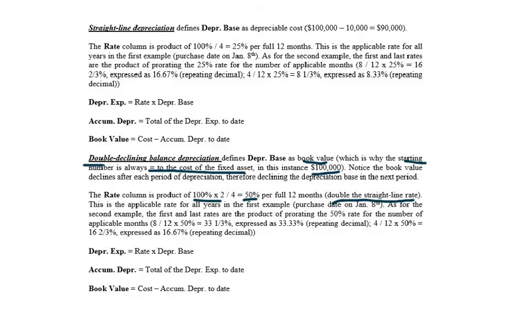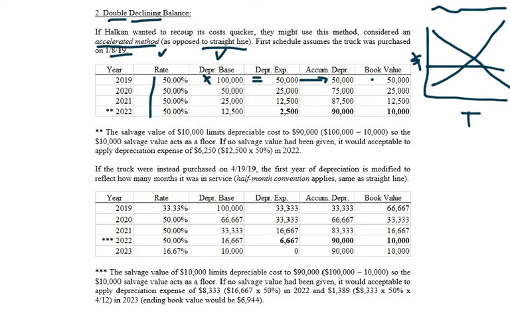Oops, went the wrong way again. All right, so here we go. Depreciation under this method is defined as book value. So ask yourself, what's the book value at the end of 2019? Well, it's right there, under the column book value, $50,000. Since that was the book value at the end of the previous period, that book value becomes the next period's depreciation base. So that's the declining part here.